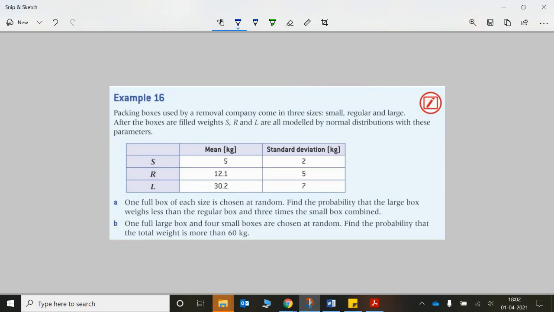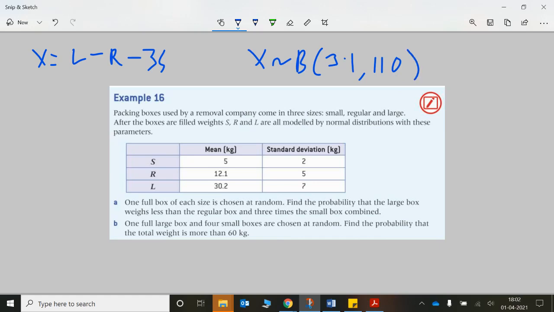Okay, so now I can get rid of all of this. Try and keep it in your mind. What were we doing? L minus R minus 3 lots of S. That's what we were calling X. So X is normally distributed with a mean of 3.1 and a variance, not standard deviation, a variance of 110. Now obviously you're going to need to square root that to give your standard deviation to your calculator. So now we've got the new distribution. We now need to find the probability that X is less than 0 in this case. We'll just put that into the calculator.